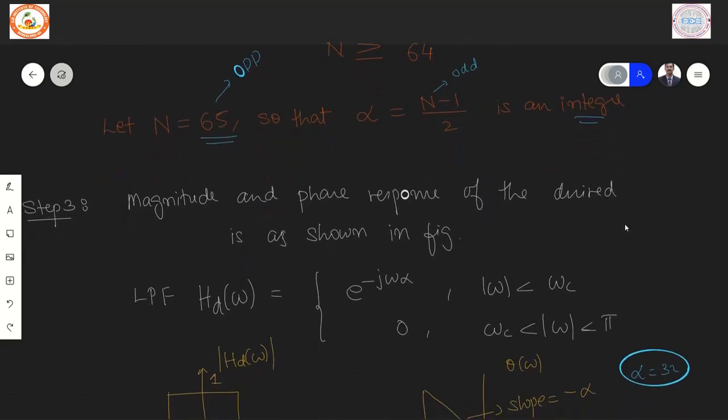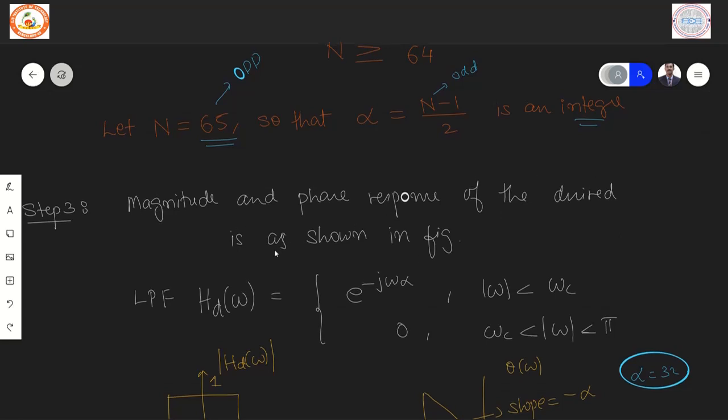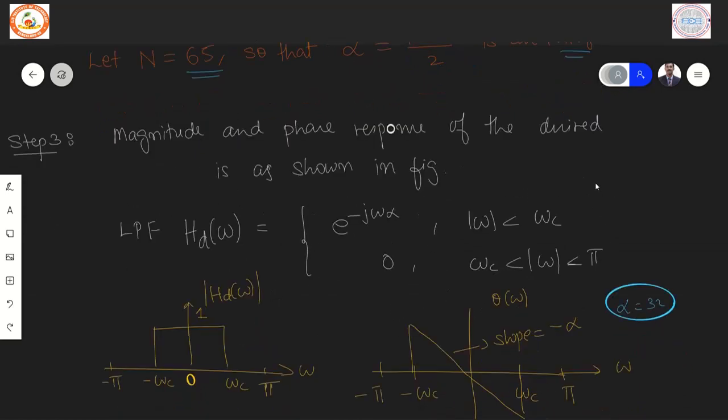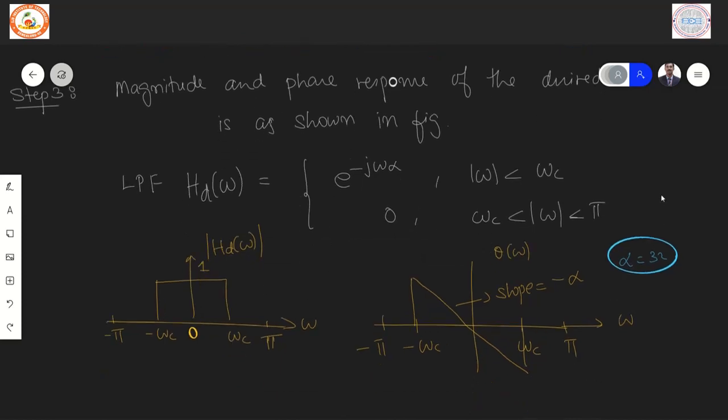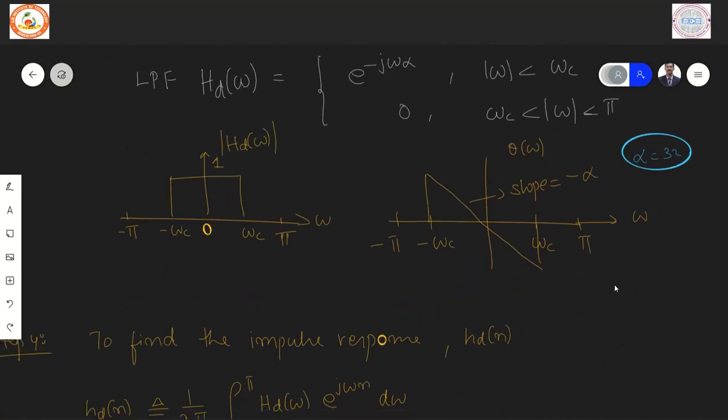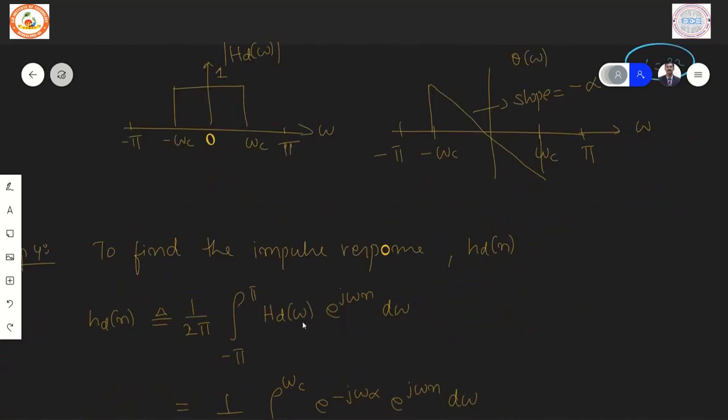Now in step 3, the magnitude and phase response of the desired filter is as shown in the figure. So we can start the design process now. We are aware that the magnitude response for an ideal low pass filter looks like this. This is the shape of the phase response. Next, as we have seen in the design, is to find the impulse response Hd of n.